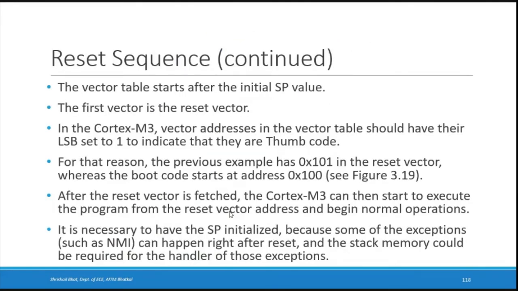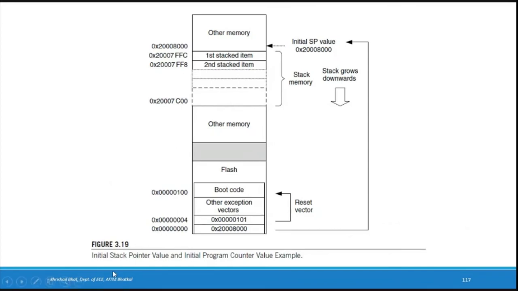So in the Cortex M3, the vector addresses in the vector table should have the LSB set to 1, as we have said previously. That is to indicate that they are in the thumb state, that they are thumb code. For that reason, here you can see the contents of this reset vector is 0x00000101. But actually, it will point to 0x00000100. So it is pointing to 100, but you cannot write 100 here, because if LSB is 0, it will go into an exception. So you have to make that LSB deliberately 1 and write 0x00000101.